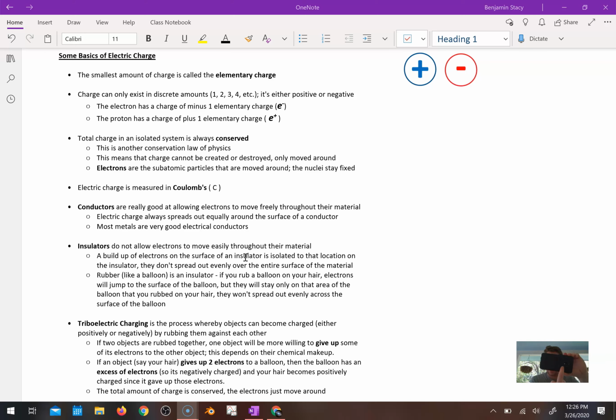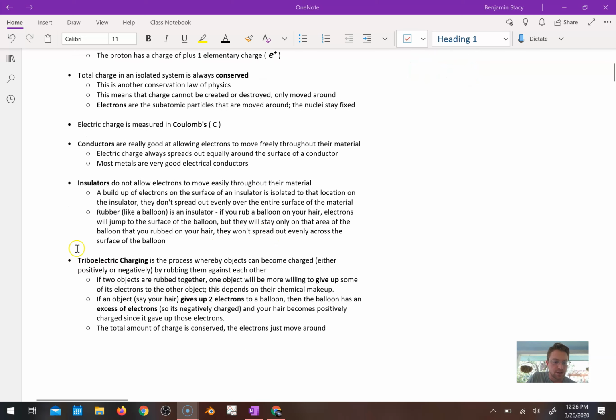If I were to get some electrons right here by maybe rubbing it on my hair, those extra electrons are just going to stay in that region. They're not going to be able to spread out uniformly and cover the full surface of the material because it's an insulator. It simply does not allow the electrons to move freely.